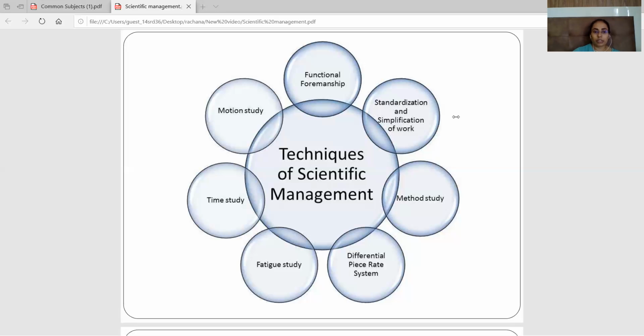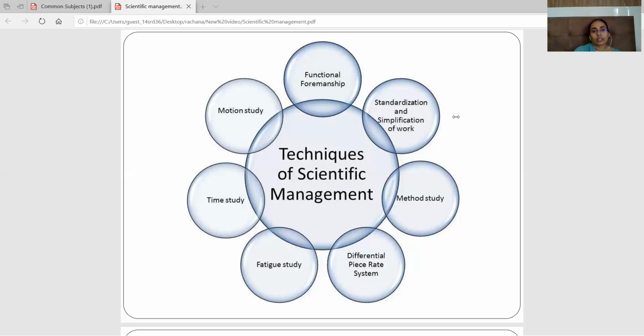Simplification points at erasing unnecessary activities, unnecessary standardization, and process errors, so that the work in the organization can be simplified to a great extent.